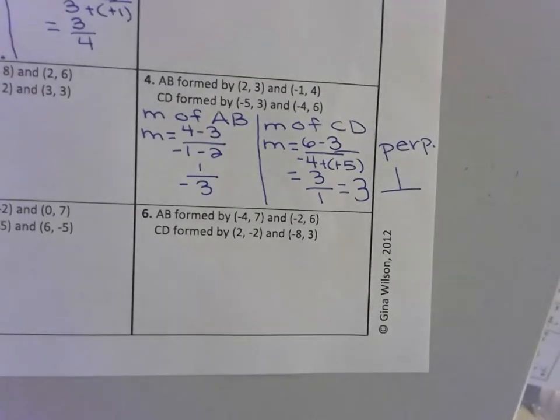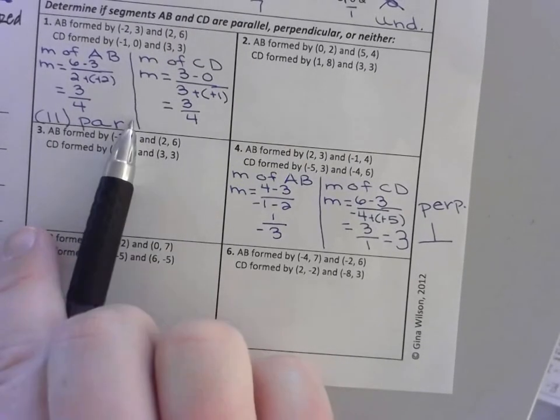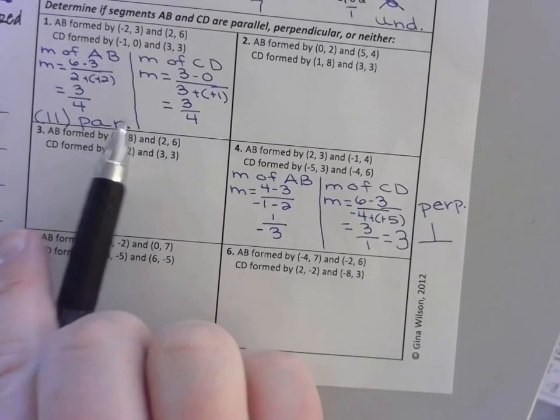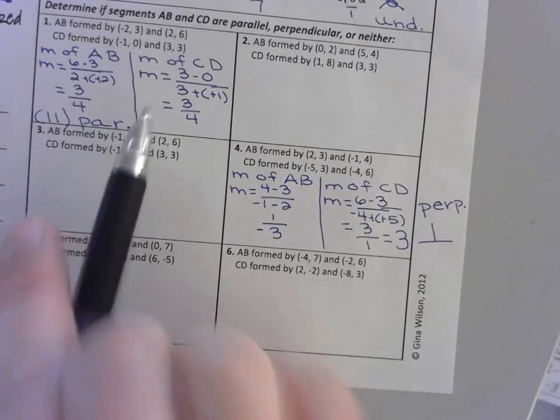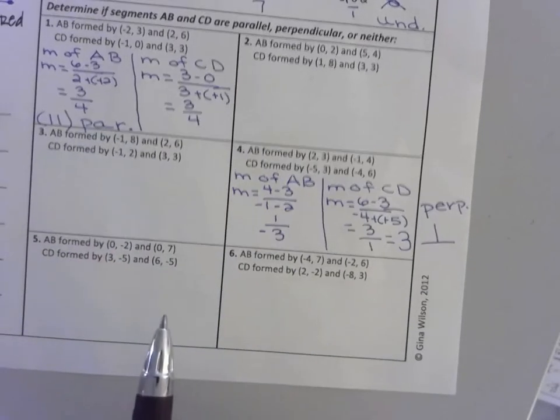Okay, let's do this. If you get two numbers that are not the same and are not negative reciprocals, then they are neither.